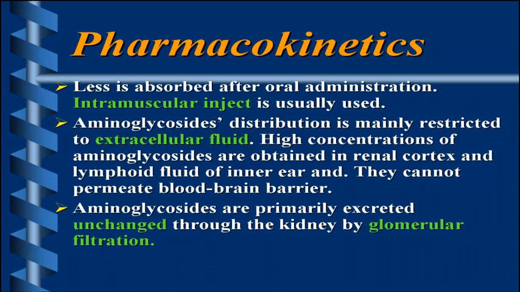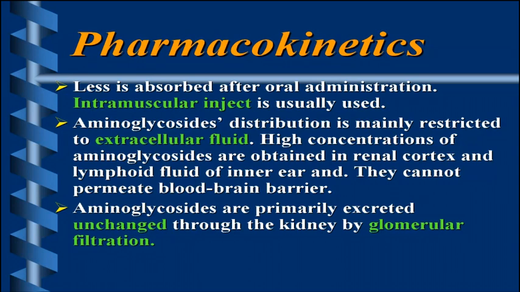The second one, aminoglycoside distribution is mainly restricted to the extracellular fluid. High concentrations of the aminoglycosides are obtained in the renal cortex and the lymphoid fluid of the inner ear. They cannot permeate the blood-brain barrier. Chloramphenicol can pass the blood-brain barrier, and here aminoglycosides cannot pass the blood-brain barrier. Aminoglycoside distribution, please remember, is mainly restricted to the extracellular fluid.